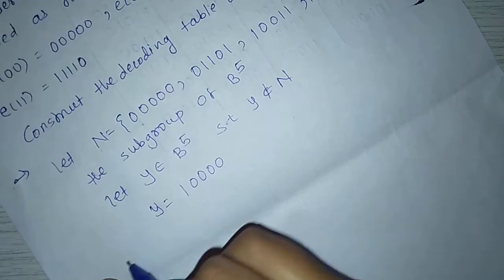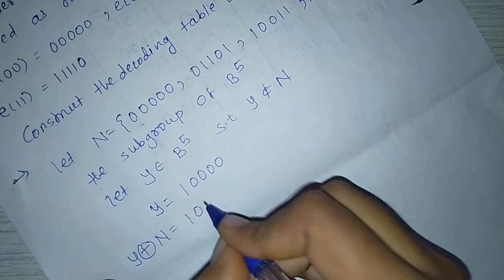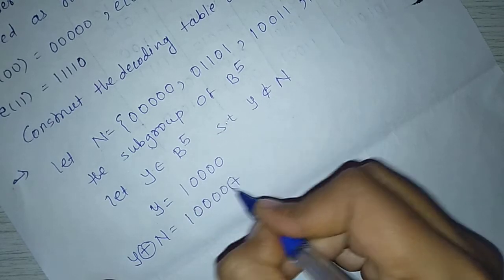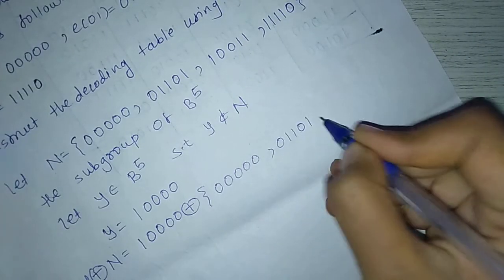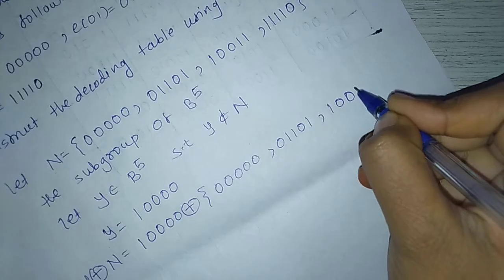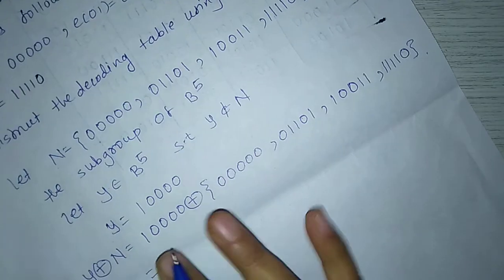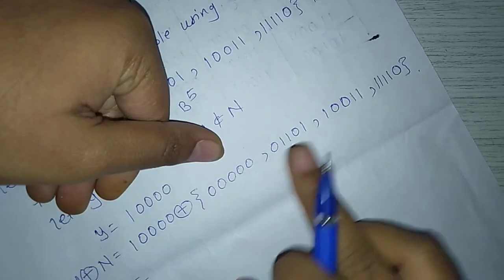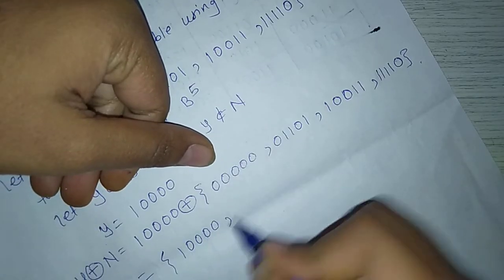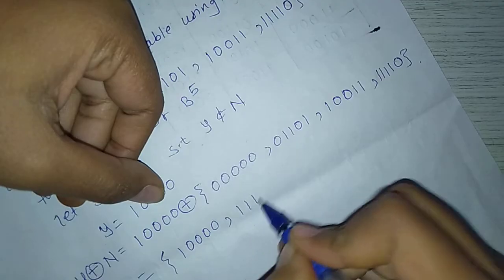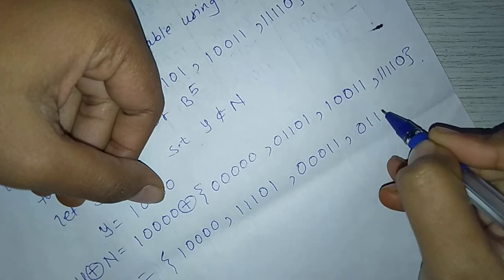Now compute y ring sum N, that is, 10000 ring sum N. N is 00000, 01101, 10011, 11110. Add y to each element of this set, and we get 10000, 11101, 00011, 01110.